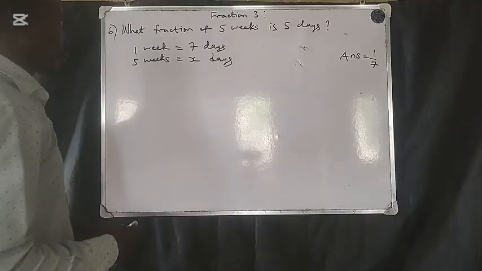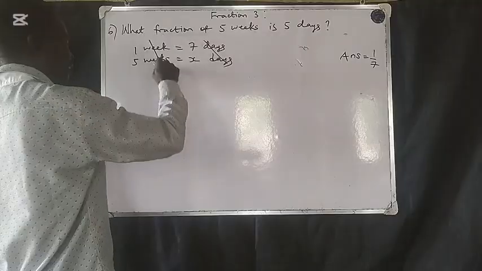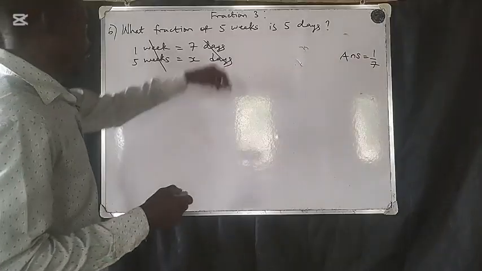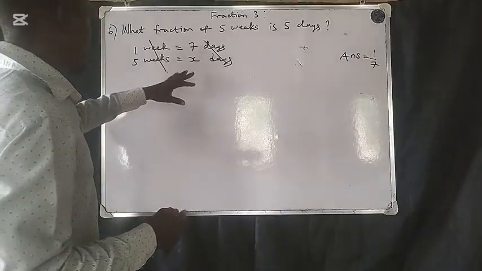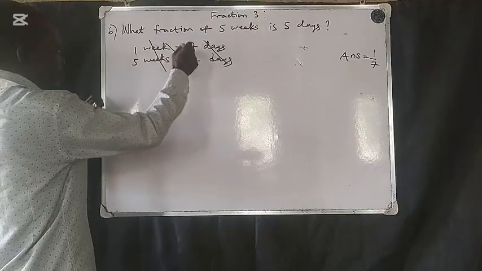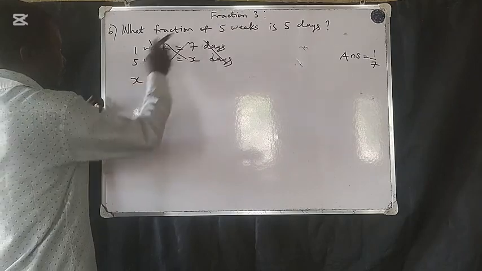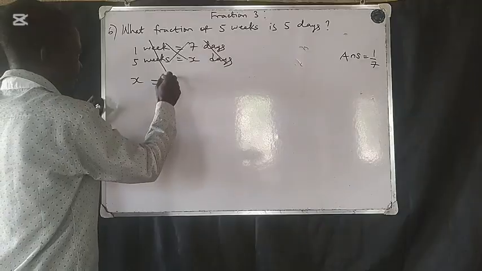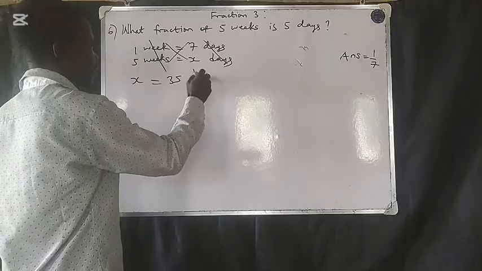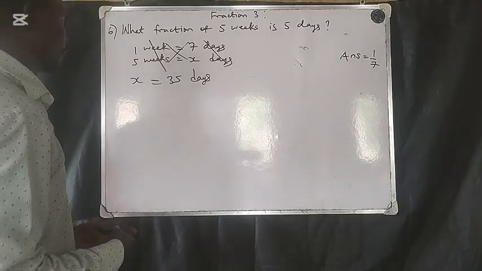So we now do cross multiply. Let's first remove this one. We don't want it. We know that our answer will give us day. We need x days, so our answer will give us day. So we remove this one to avoid clumsiness. So we say 1 times x. We are crossing multiply now. 1 times x will give us x, and 5 times 7 will give us 35. So that means we have 35 days in 5 weeks.